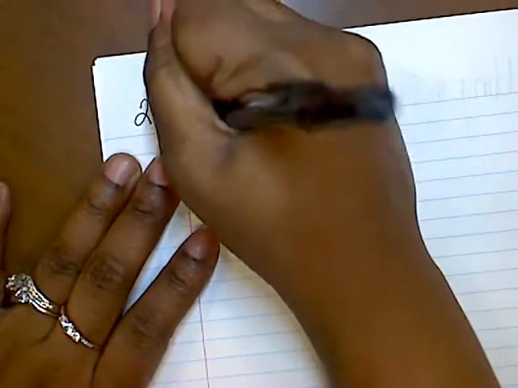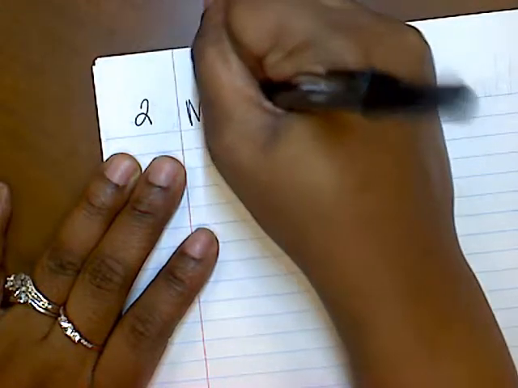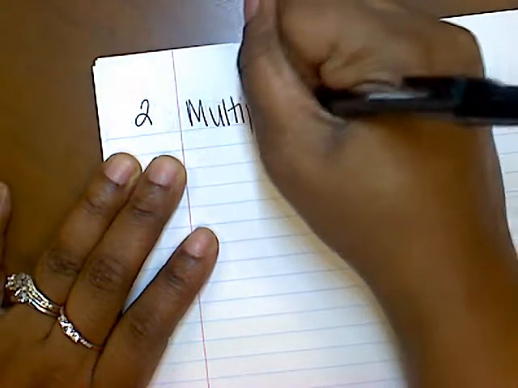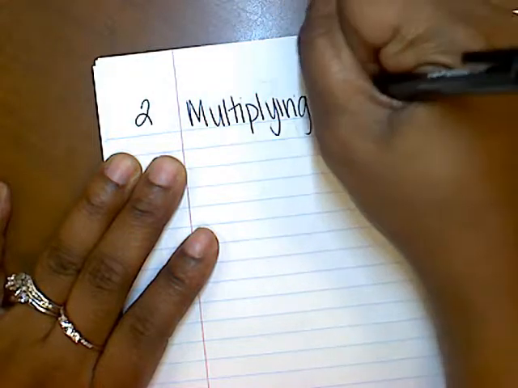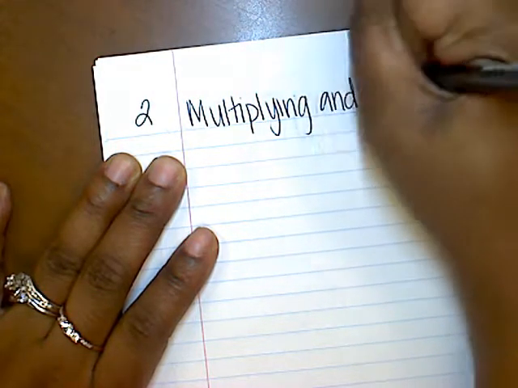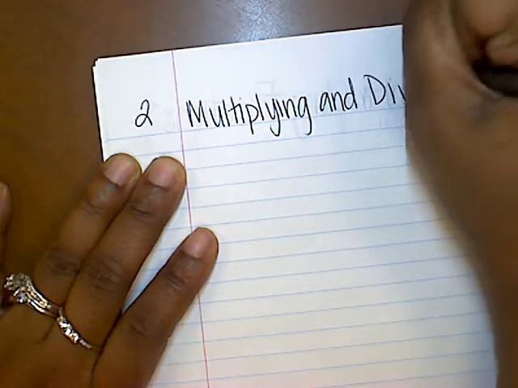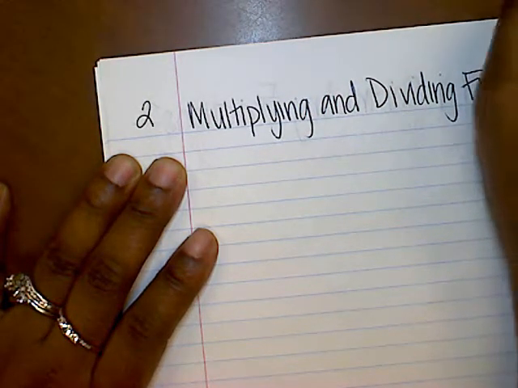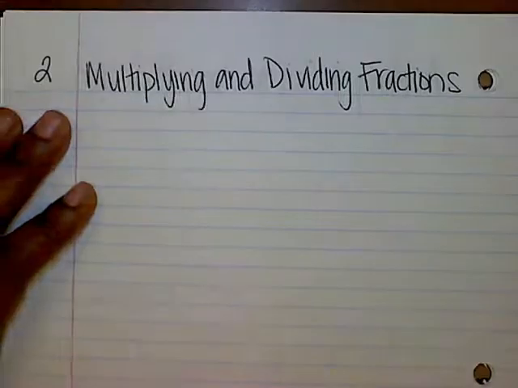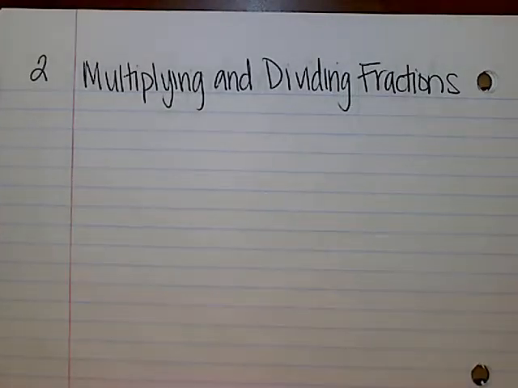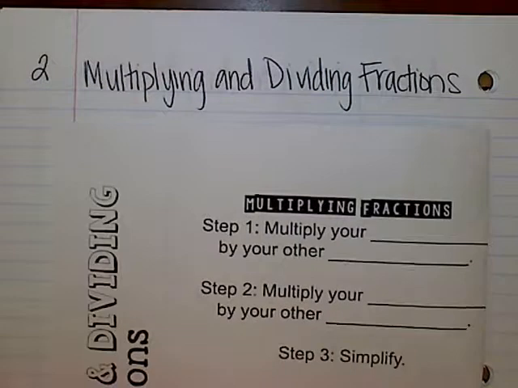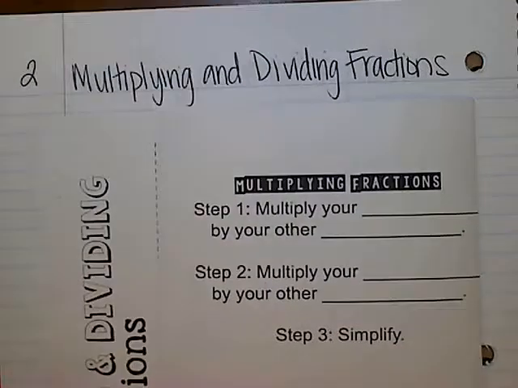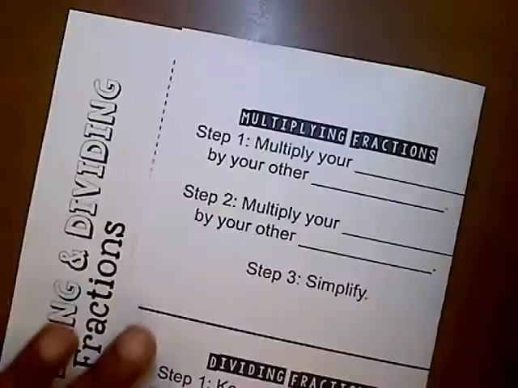And it's multiplying and dividing fractions. So again, last week we did adding and subtracting fractions. Now we're doing multiplying and dividing fractions. You're going to have this foldable that's going to be glued in at the end, so you can just put your notebook to the side and glue it in at the end.